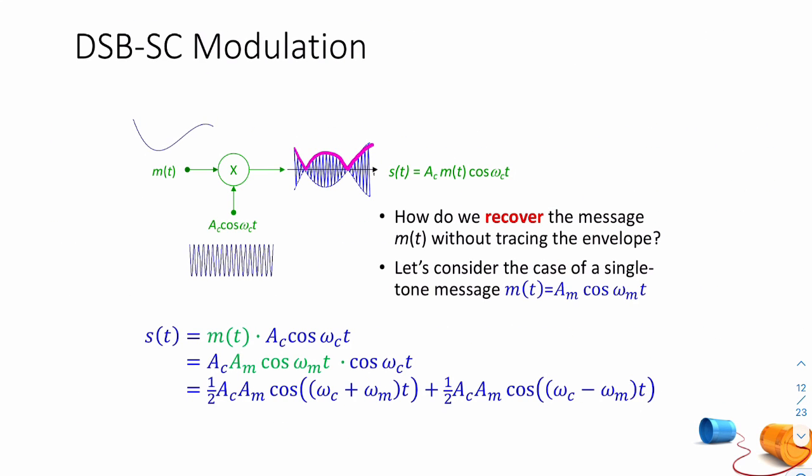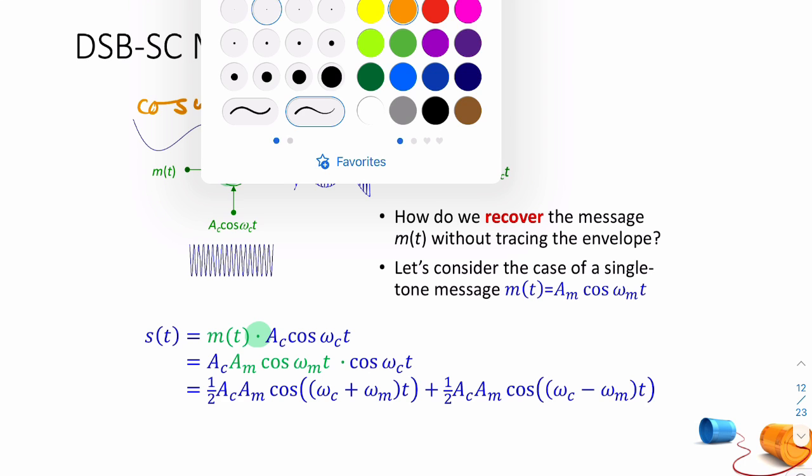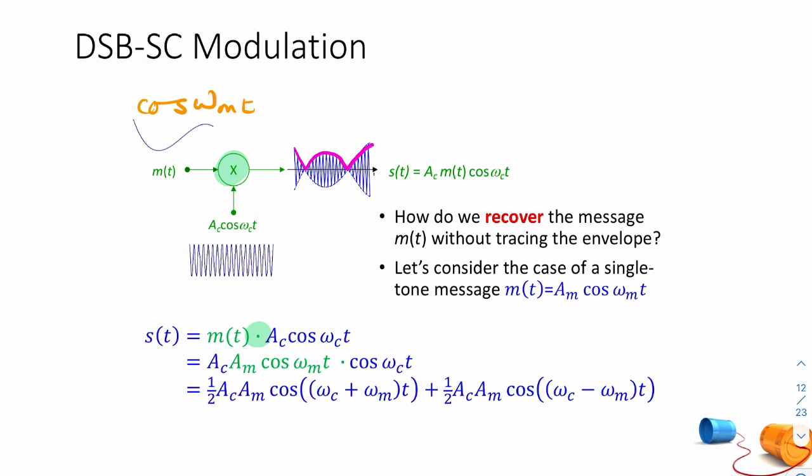And I'll show you how that works out mathematically by talking you through this. So this multiplication here is this here. So that's that multiplication. That's your message. That's your carrier. Now, if we assume that our message is simply a cosine, then you have a product of two cosines.